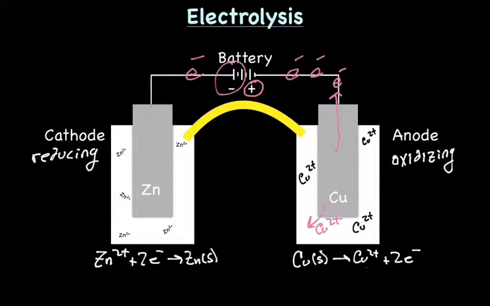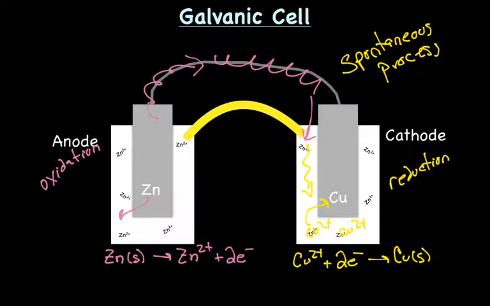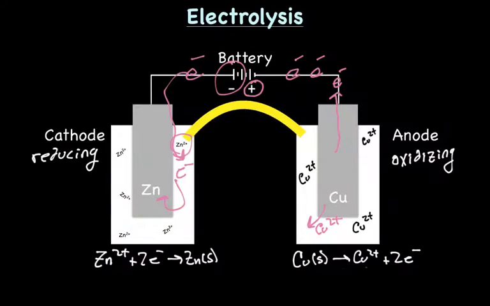Nope, not in there. Let's try that again. Here. And then from here, these electrons are going to hook up with these zinc ions, producing zinc solid. So the idea is the same, and the electrons still move from the anode to the cathode. The difference is with a galvanic cell, this is a spontaneous reaction. And with electrolysis, you need some sort of current to force the whole process. So that's the major difference between electrolysis and galvanic cells.